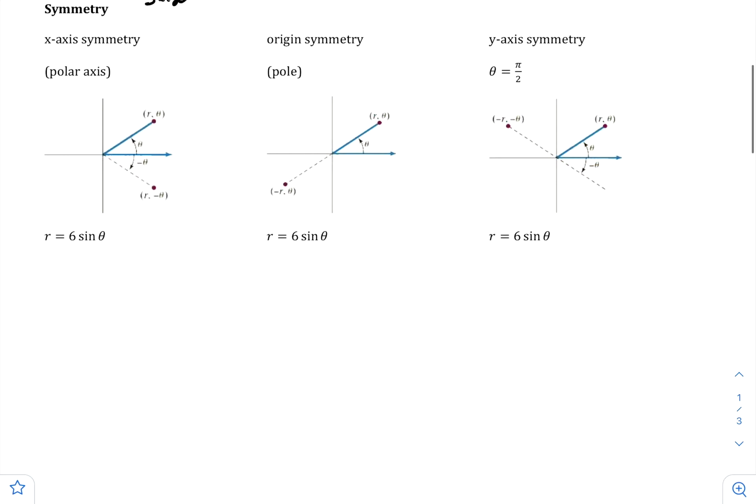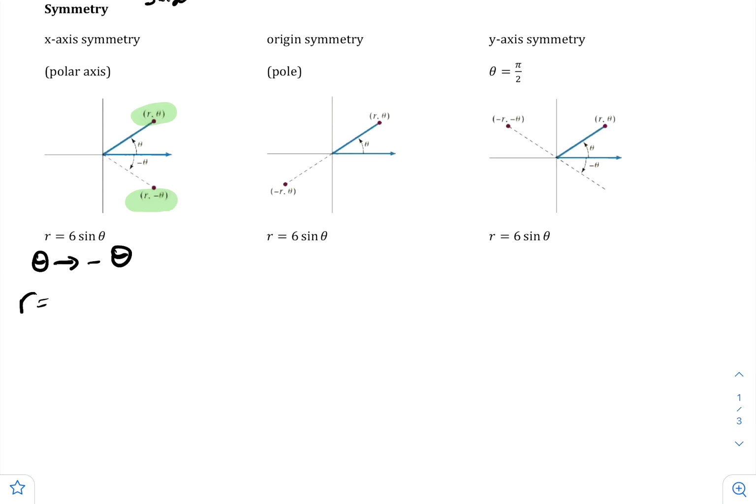So if you have y-axis symmetry, you can kind of see the diagram, right? So you have a point r theta. And if you have y-axis symmetry, that means that if you go clockwise with the angle, instead of going counterclockwise, the r will not change. So these points will be symmetrical to each other. So if you have x-axis symmetry, that means that you can take theta, make it into a negative theta, and it's going to be the exact same r. It's going to be the same equation. So let's put it to the test.